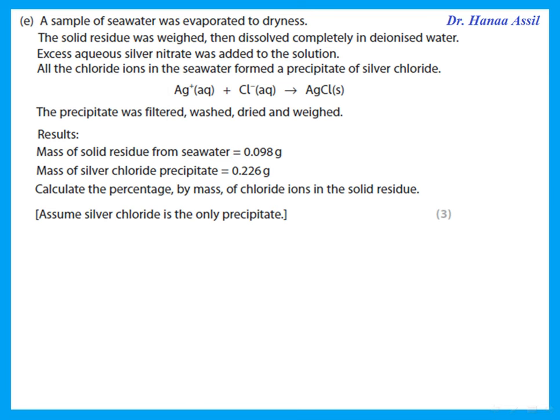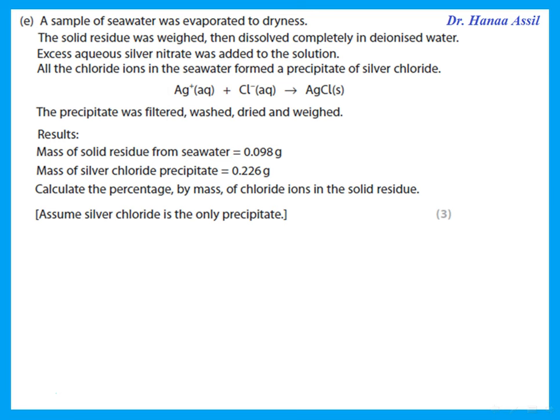A sample of seawater was evaporated to dryness. The solid residue was weighed, then dissolved completely in deionized water. Excess aqueous silver nitrate was added. All the chloride ions formed a precipitate. The precipitate was filtered, washed, dried, and weighed. So he has the original mass of the solid and the mass of the silver chloride precipitate. And he's saying calculate the percentage by mass of chloride ions in the solid residue.